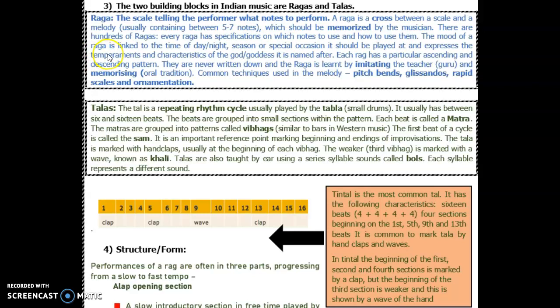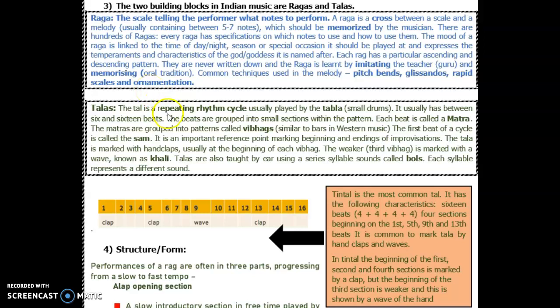The mood of the raga is linked to the time of day and night, the season or special occasion it should be played at, and it expresses the temperaments and characteristics of the gods and goddesses it's named after. Each raga has a particular ascending and descending pattern. Never written down, it's learned by imitating the teacher, memorizing, and of course copying as well. Common techniques used in the melody are pitch bends, glissandos, rapid scales, and ornamentation.